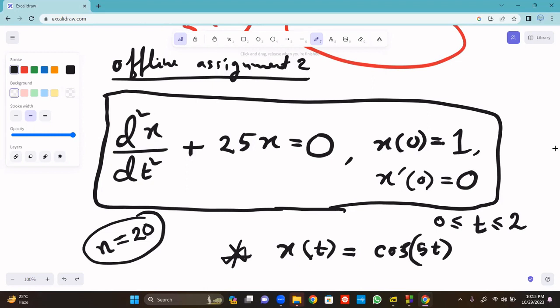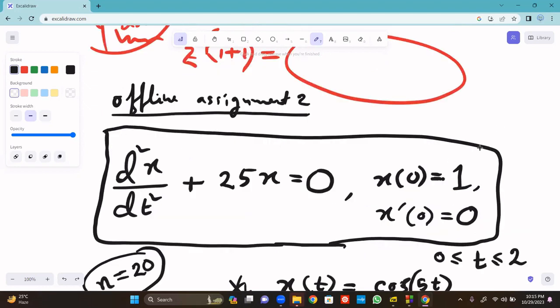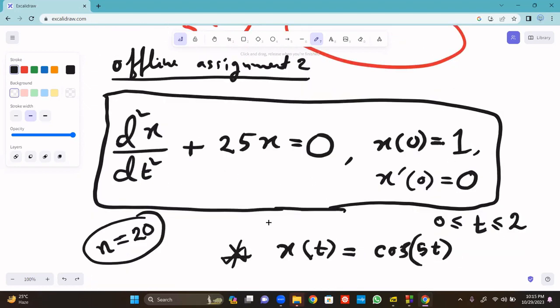This is an offline assignment too. I'm going to share a Google Form link for this assignment, and you have to upload it just like the first offline assignment. Is there any question or any confusion? If there is not any, I am going to end the meeting.